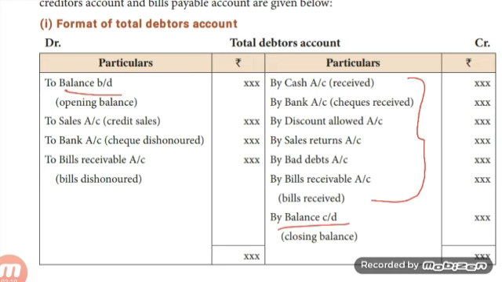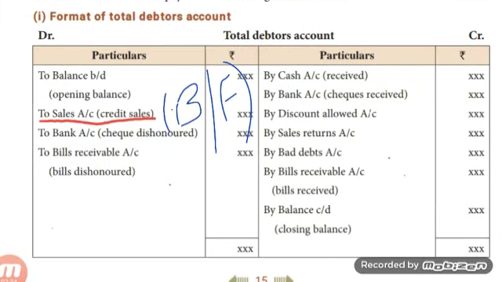Okay, children. Then debit all items which increase the debtors. The items which increase the debtors are cheque dishonoured, bill dishonoured and credit sales. Credit sales is the balancing figure.